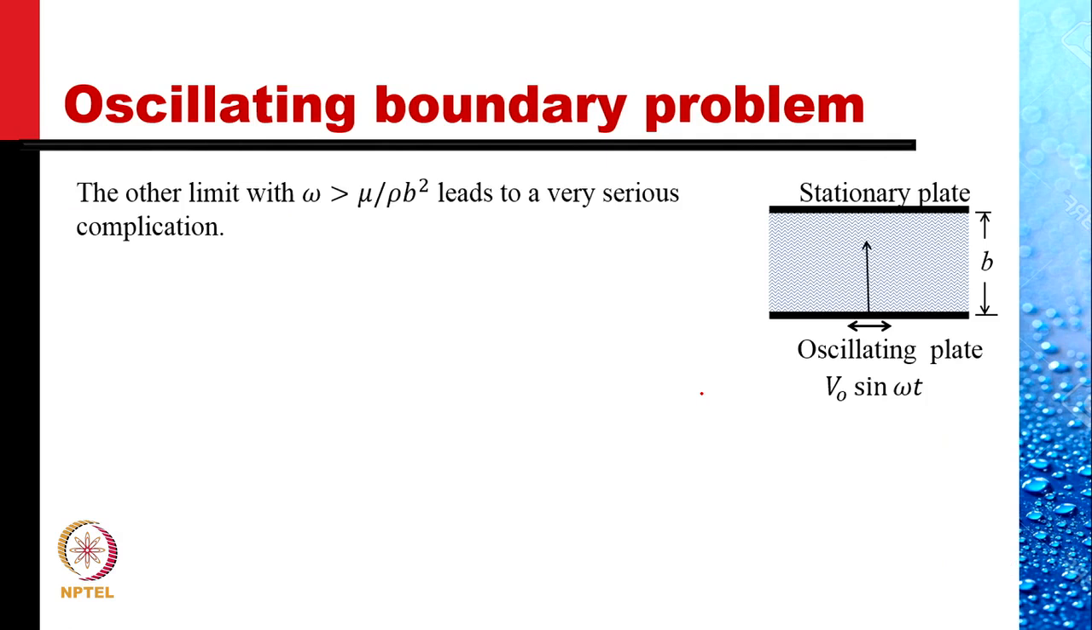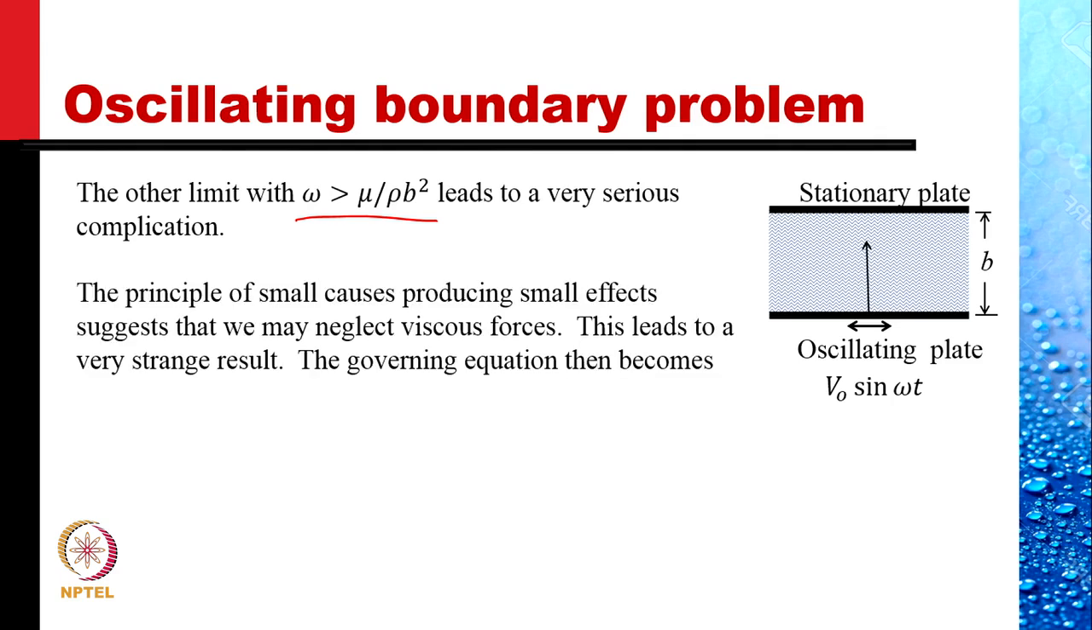This was the easy part. Let's look at the other part. When omega is not less than mu divided by rho b square, but the opposite, omega is greater than mu divided by rho b square. And we'll soon see that it leads to a very serious complication. The principle of small causes producing small effects suggests that now we can neglect viscous forces. This leads to a very strange result.